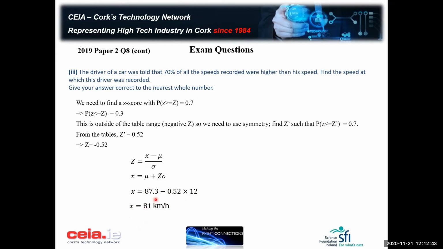Clearly this is below the mean. If you had gone wrong somewhere with all this jiggery-pokery of using the symmetry and changing from greater than z to less than z, you might have come up with an answer that was greater than the mean, and you'd immediately know that was wrong, because it must be a number that's lower than the mean in order for 70% to be higher.